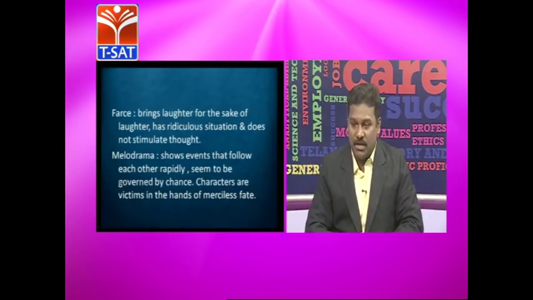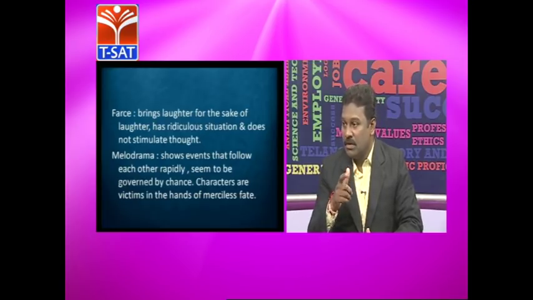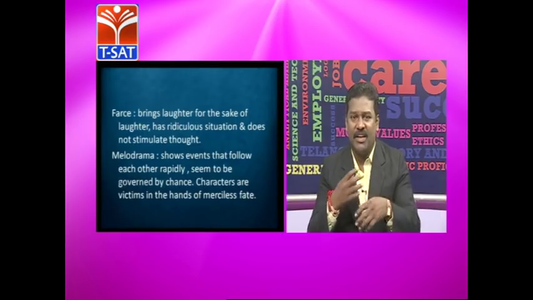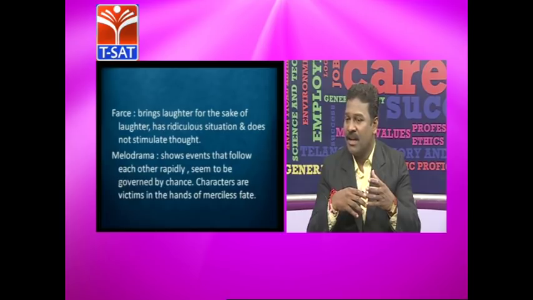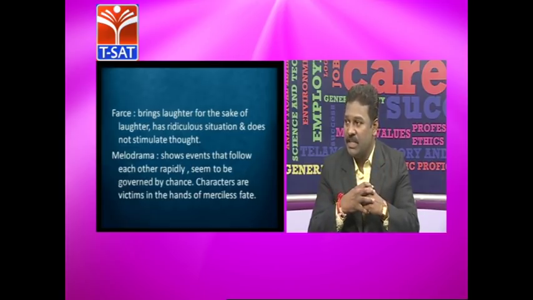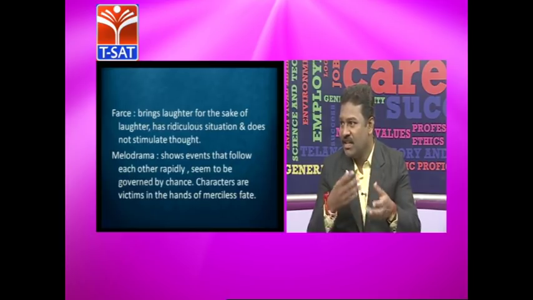Then we have another, melodrama. We use this term also quite commonly in our life. What is this melodrama? It shows events that follow each other rapidly. Events అట్లా continuous గా interlinked, and then they seem to be governed by chance. అనుకోకుండా అట్లా జరిగిన ఈవెంట్స్ లాగానే ఉంటాయి మెలోడ్రామా. అనుకోకుండా జరుగుతుంటాయి కానీ సీక్వెన్స్లో జరుగుతుంటాయి. And characters are victims in the hands of merciless fate. ఈ విక్టిమైజ్ అయిపోతాయి క్యారెక్టర్స్ ఆ ఫేట్లో, తెలియదు అది మనకు. అట్లా జరుగుతూనే ఉంటుంది. ఇందాక మనం కోట్ చేసిన ప్రావర్బ్ లాగా జరుగుతూనే ఉంటాయి లాట్ ఆఫ్ థింగ్స్.